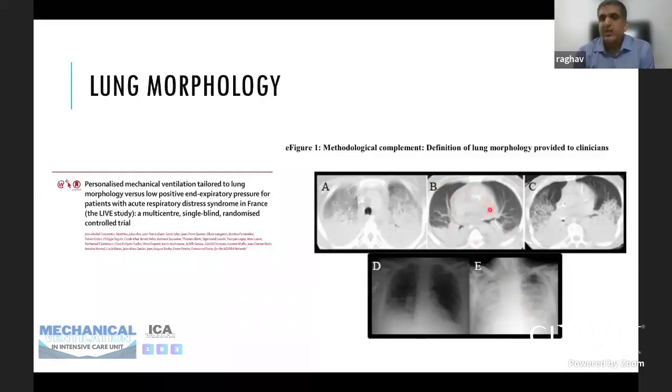However, images B and D show only dorsal opacification, and this type of ARDS is known as focal ARDS. So you can divide your patients into having focal or diffuse ARDS, or focal and non-focal ARDS.